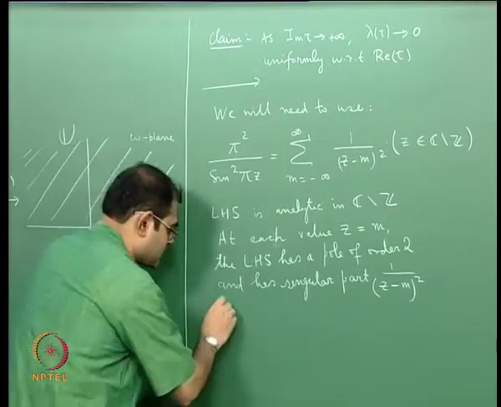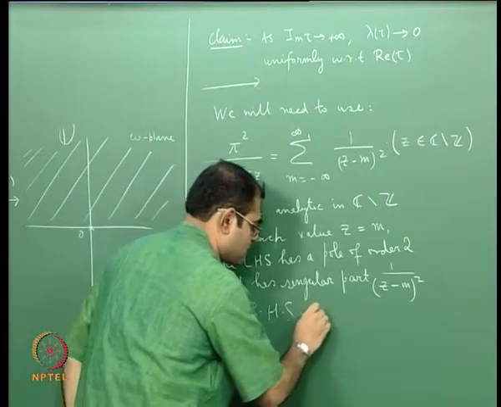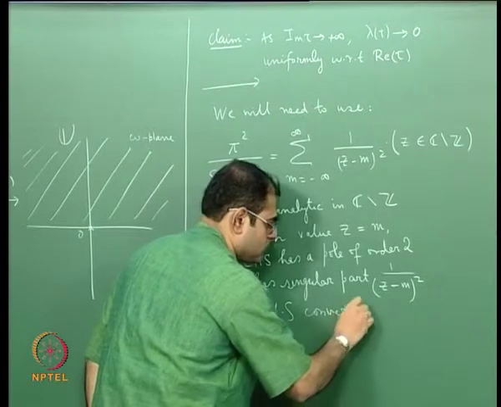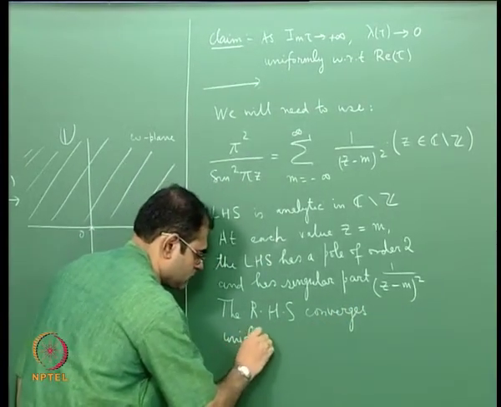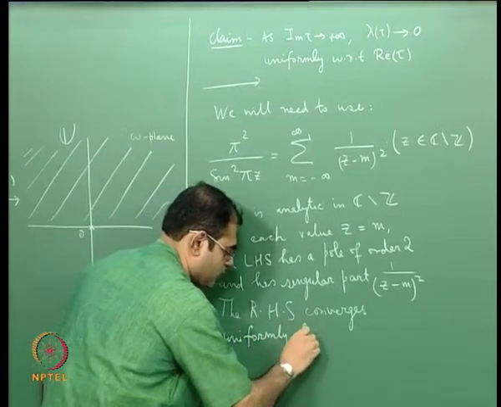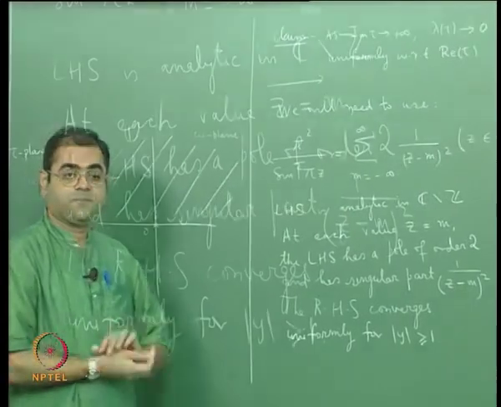So the RHS, the right hand side, converges uniformly for mod y greater than or equal to 1, let us say, okay.